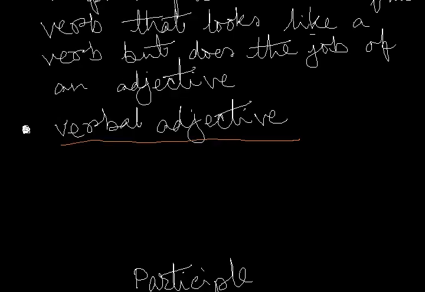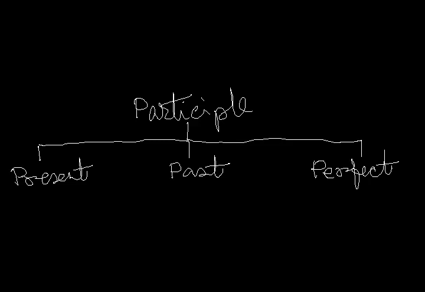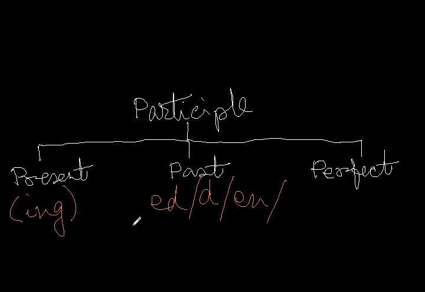Now, a participle can be of three types. First, present participle, which always ends with ing. Then again, there are past participles which usually end with ed, d, en or t. And then there are perfect participles which denote an action that has been completed at some point of time.